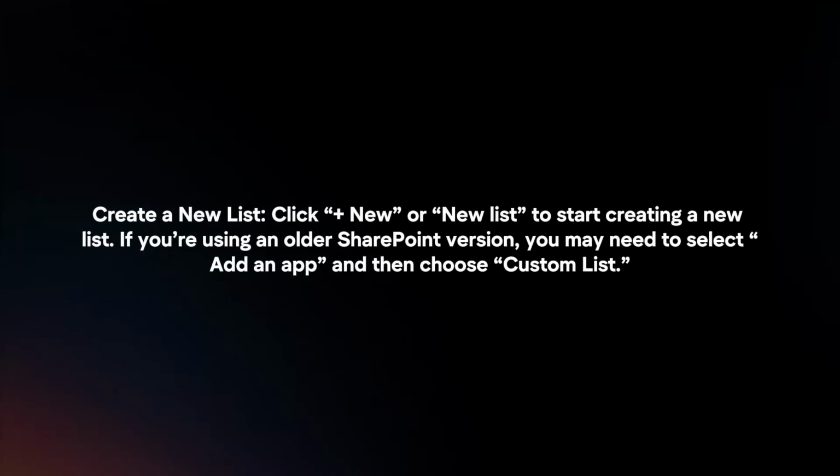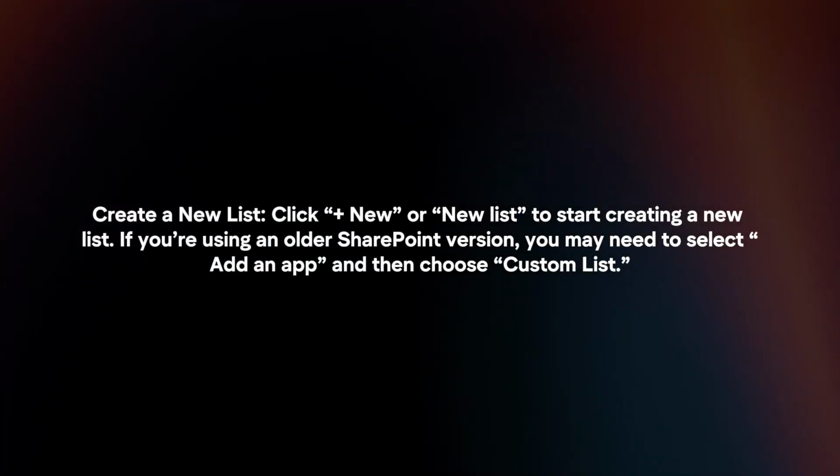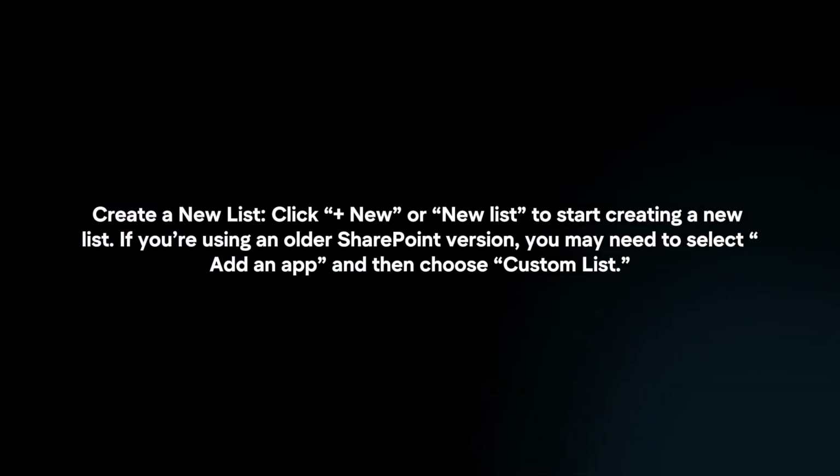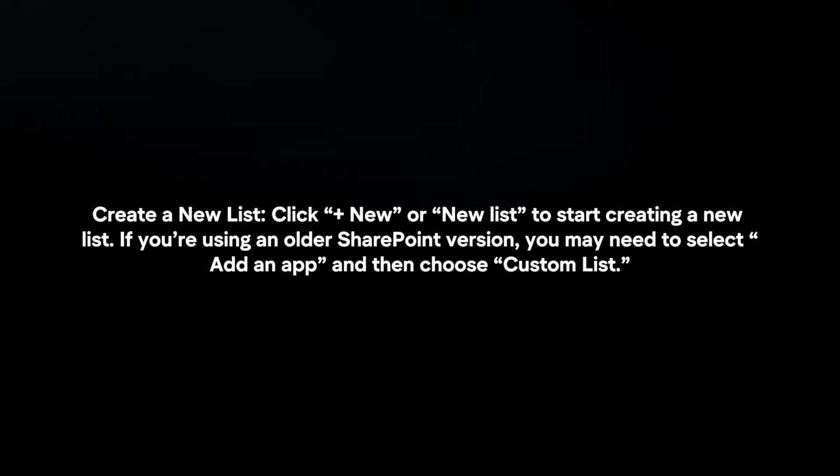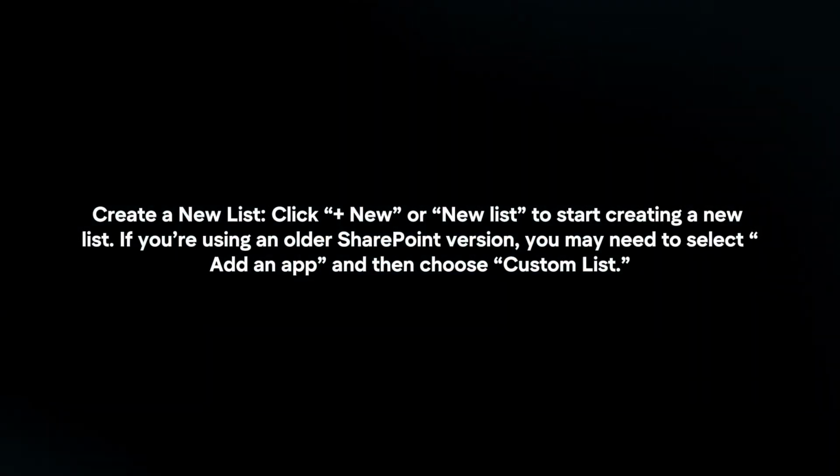Create a new list. Click plus New or New List to start creating a new list. If you're using an older SharePoint version, you may need to select Add an App and then choose Custom List.